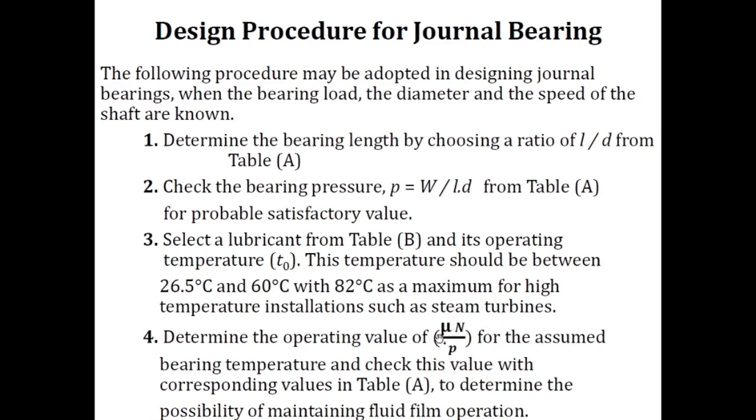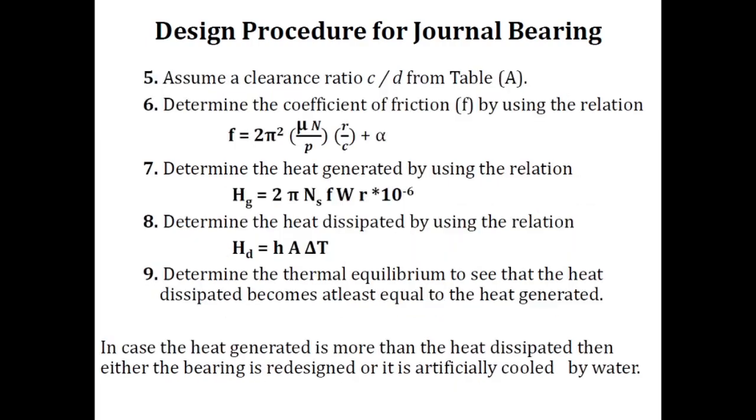From the value of mu n upon P and from the graph of coefficient of friction versus mu n upon P, which is given by Mackey's investigation, you should now decide in which region your bearing is operating, whether it is operating in thin film, boundary or thick film. So decide whether it is in an unstable region or in a stable region.